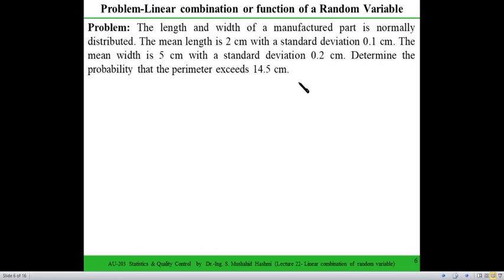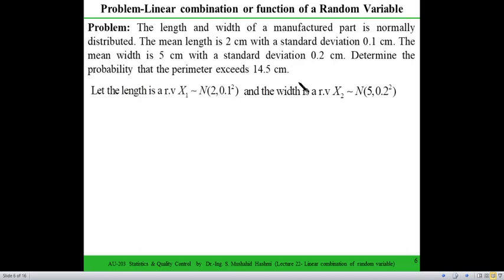So what is the probability that the perimeter is actually, as we already know that here width and length are random variables. Let's say we represent length with x1, which is normally distributed with mean 2 and variance 0.1 square, and width is also a random variable which is normally distributed with mean 5 and variance 0.2.